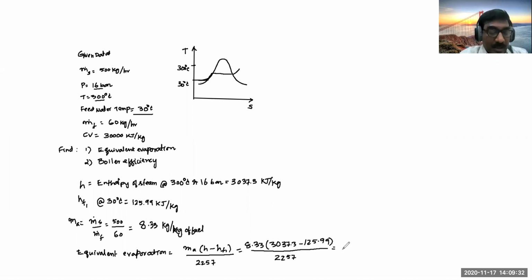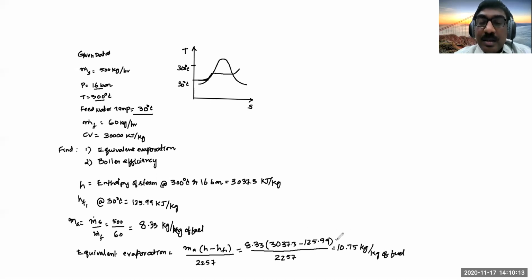Let us calculate. 8.33 into 3037.3 minus 125.99, divided by 2257. So this is 10.75. 10.75 kg per kg of fuel.